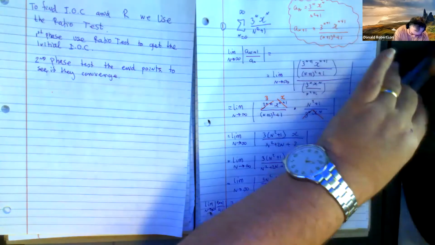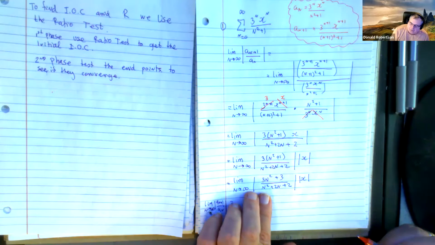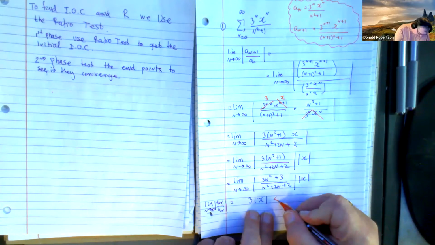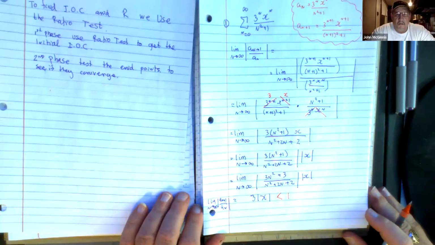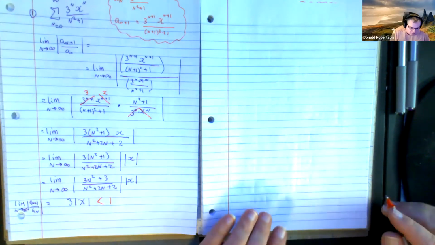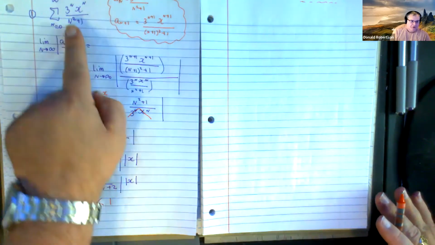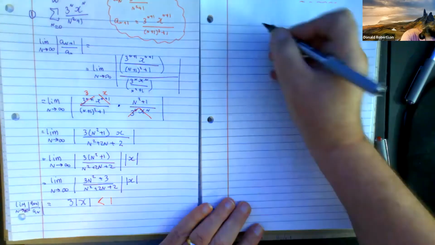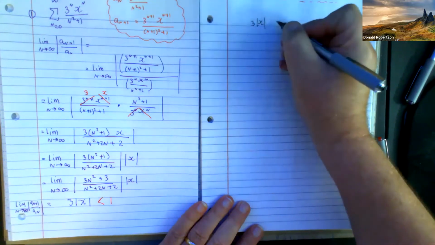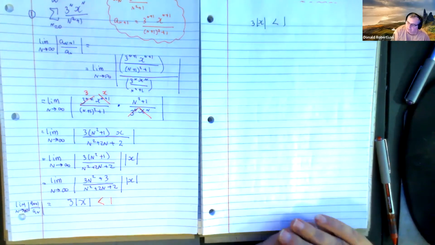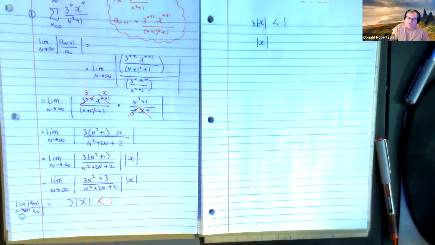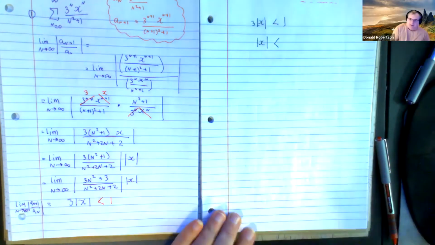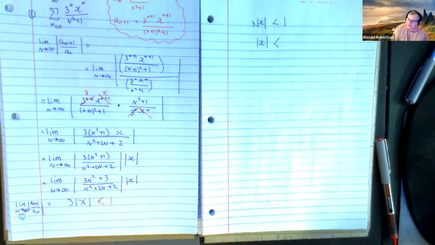According to the ratio test, what number must the limit be less than for convergence to happen? 1. Agreed? We're almost at the point of being able to tell the values of x where this power series converges. For that to happen, this thing needs to be less than 1. Great. So what is the absolute value of x going to be less than if 3 absolute x's are less than 1?